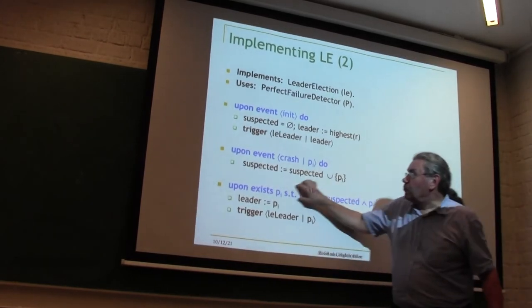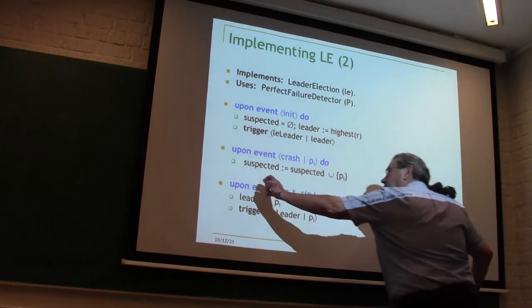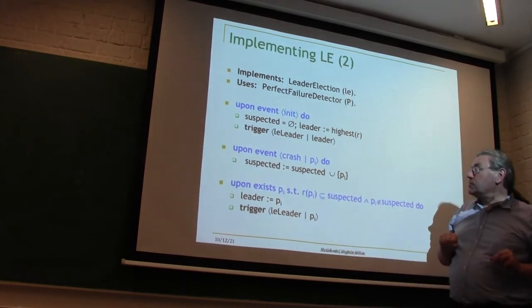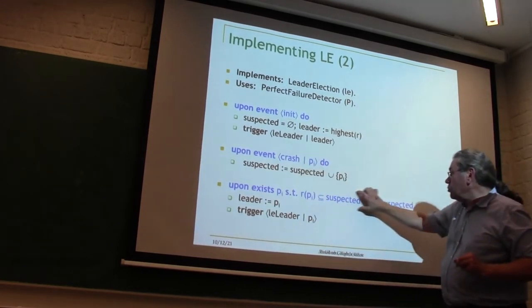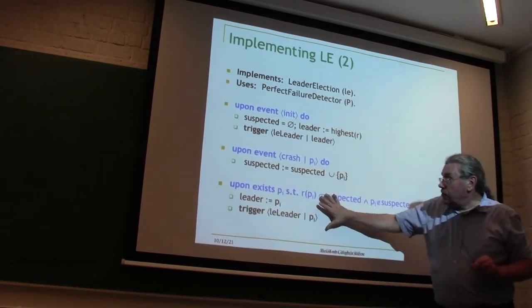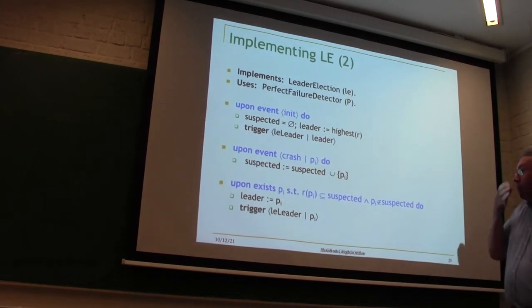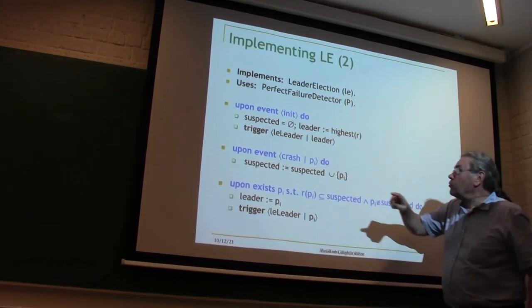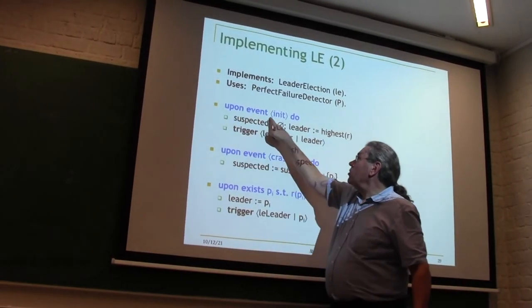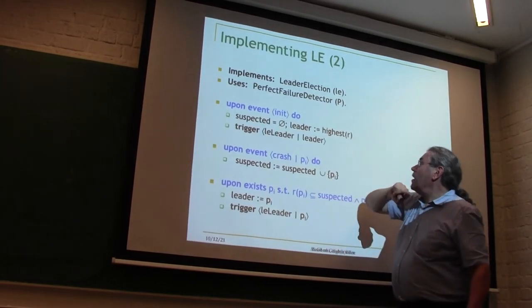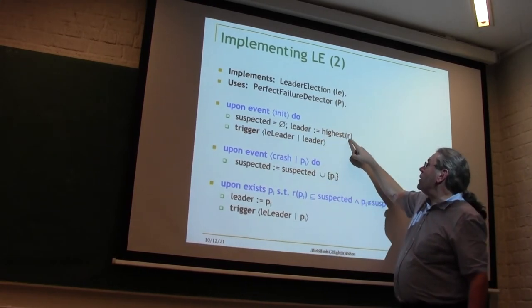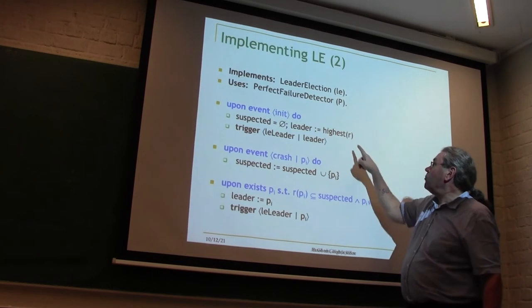And then there's this third rule, which has a Boolean condition. So the upon event, it's not just messages you can put here. You can also put Boolean conditions. And when this condition is true, the rule can be triggered, can be run, okay? So here's how it works. On the init event, I have a suspected set, which starts as the empty set. And I have a local variable which says which is the leader. So far, it's the highest one, okay? Assume I have this highest function of R. Remember, I have my function R.